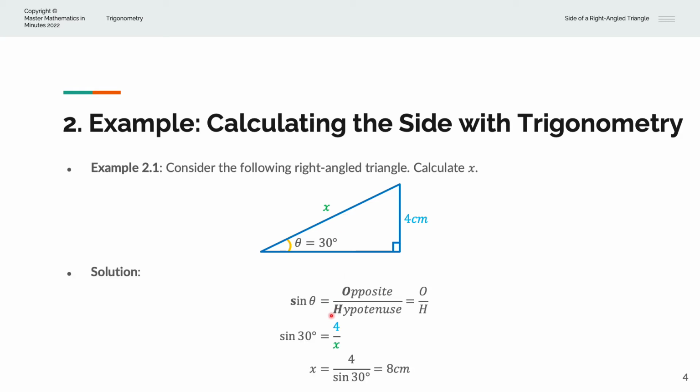So we have the sine of theta is equal to the opposite side over the hypotenuse, or O over H. So we have sine of 30 degrees, because we're given theta is equal to 30 degrees from the question. The opposite side, which is this side, is 4 centimeters, and the hypotenuse is this side, which is x. So x is equal to 4 over the sine of 30 degrees, and that is given by 8 centimeters.